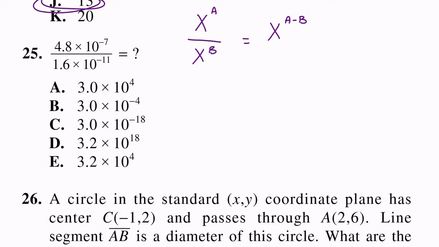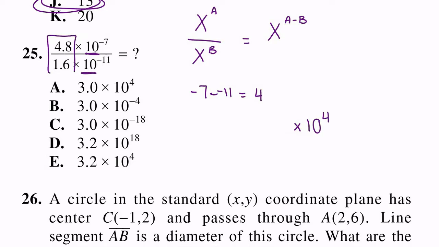So in this case, we have these 10s right here and right here. So 10 to the power of negative 7 divided by 10 to the power of negative 11. We can do that. So we do negative 7 minus negative 11, and that gives us positive 4. So we know our exponent is going to be positive 4. So at the end, we're going to have something times 10 to the positive 4.